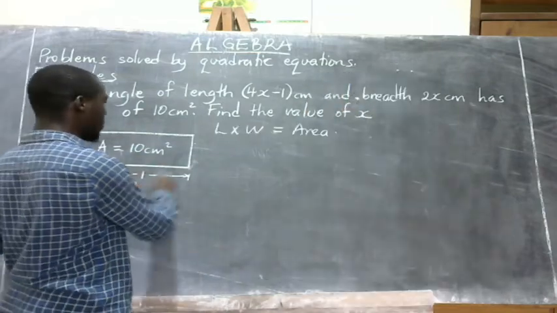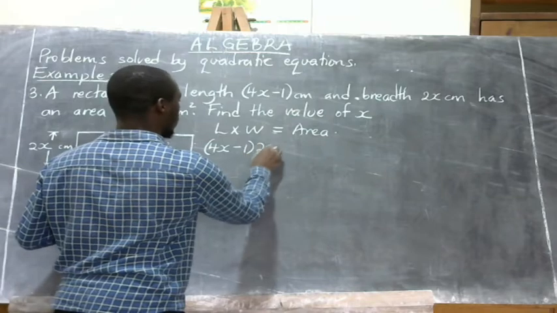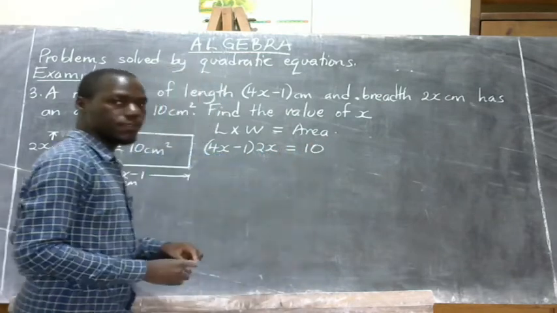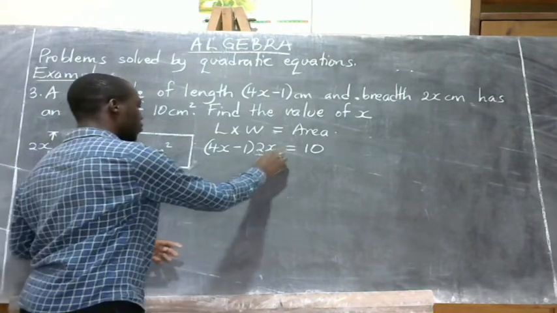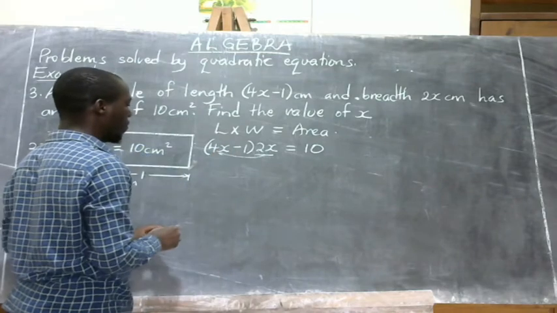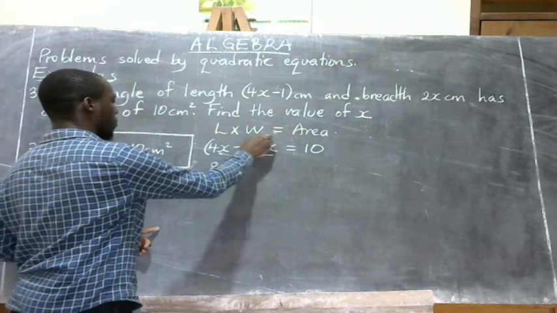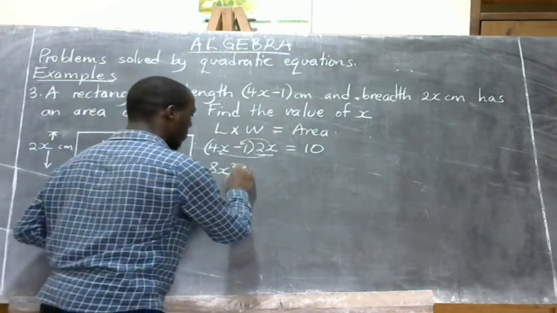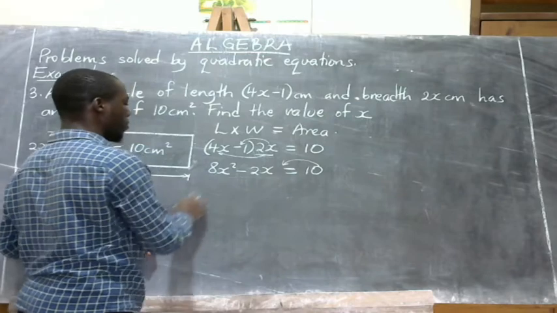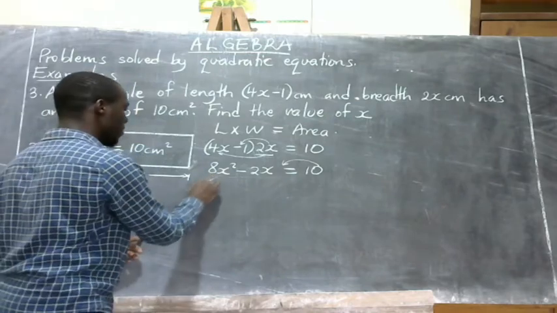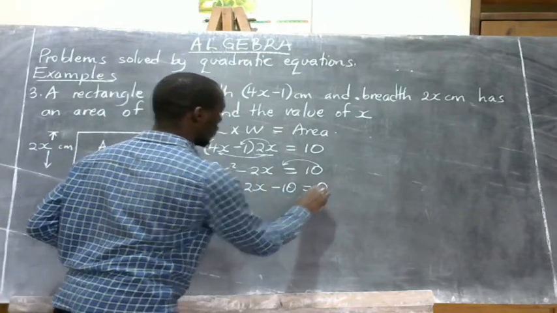When I substitute my length, this is 4x minus 1 into the width, which is 2x, is equal to 10. Then now I'm going to open brackets on the left hand side. 2x times the 4x gives me 8x squared. 2x times the negative 1 is going to be minus 2x is equal to 10. Bring 10 this side because this is a quadratic equation. So this is 8x squared minus 2x minus 10 is equal to 0.